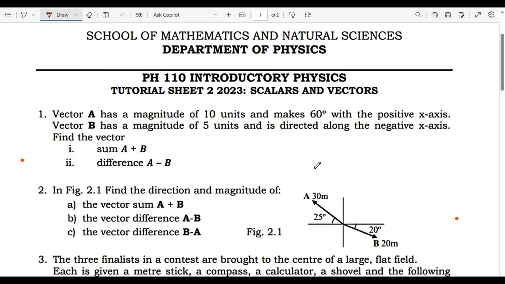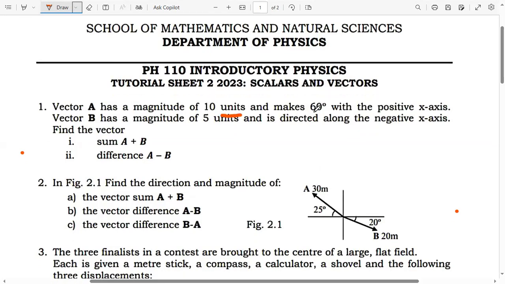So we start from question 1 there. If you have any question on whatever I will explain that you do not understand, please feel free to ask. Okay, so let's look at question 1 here. They're saying vector A has a magnitude of 10 units and makes 60 degrees with the positive x-axis. And then vector B has a magnitude of 5 units and is directed along the negative x-axis. And then find the vector A plus B and the vector A minus B.